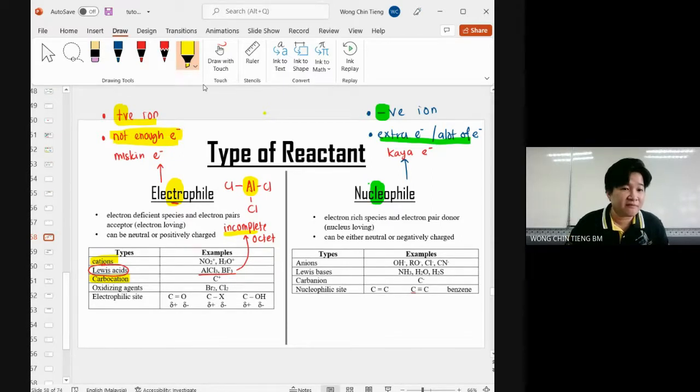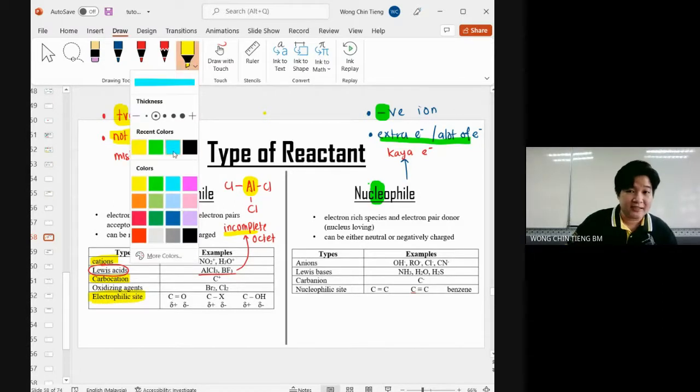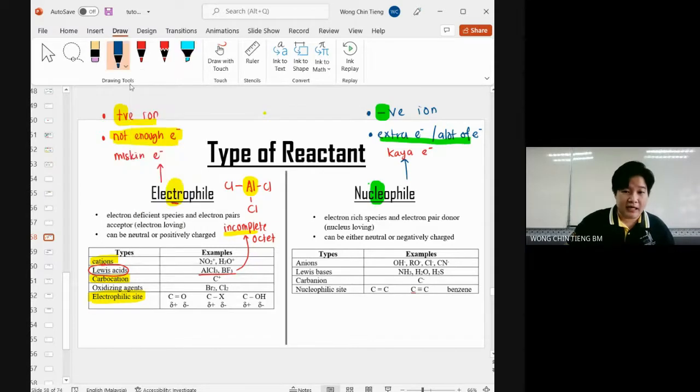See? So when they ask you to draw it, you notice, oh, it's incomplete octet. It doesn't have enough electrons. So it is an electrophile. See? Okay. And last is your electrophilic site. I want you to pay attention a bit on this because it is a bit confusing. Actually it's not confusing, you just have to understand. Who is your electrophilic site?